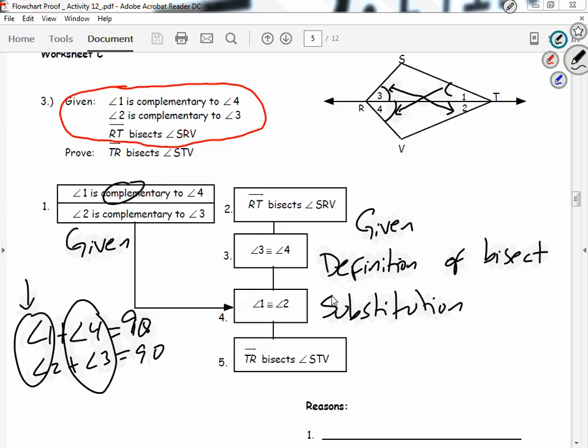I say geometry is like you walking home. You can take one way to get home, or you can take another way and you get to the same point. That's the beauty of geometry.